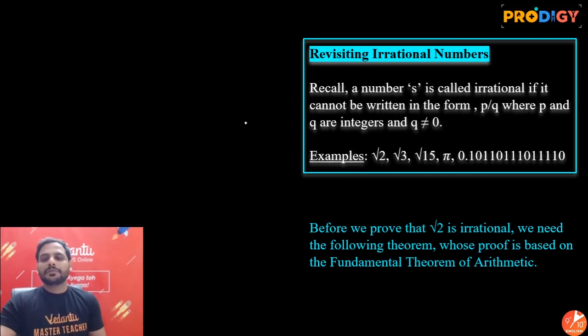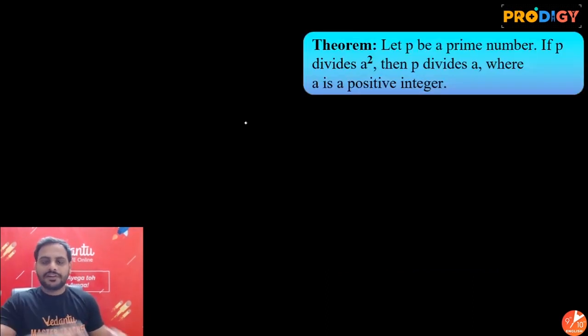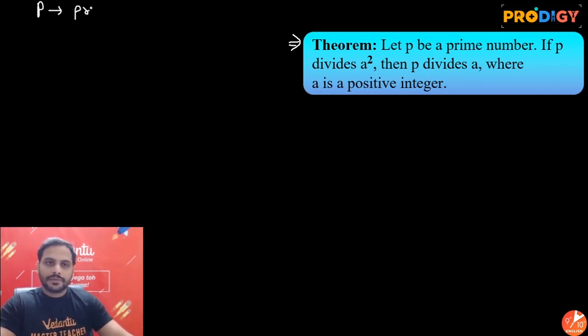Now let's come to the part: how do we prove that root 2 is an irrational number? To prove it, we need to learn one result, or one theorem, which is based on the fundamental theorem of arithmetic. What is that result? This we need to understand. It clearly says, beta, that let P be a prime number. If P divides a square, if P is dividing the square of any number, then P will divide a as well. Remember here, P is a prime number.